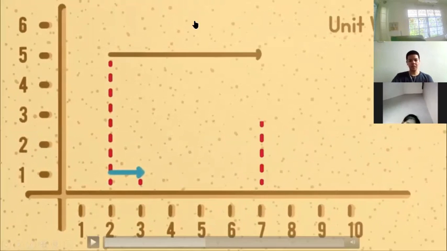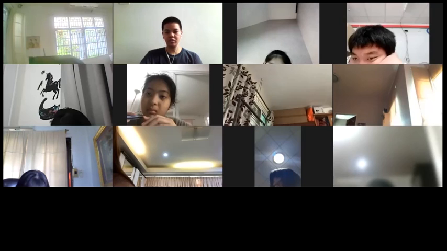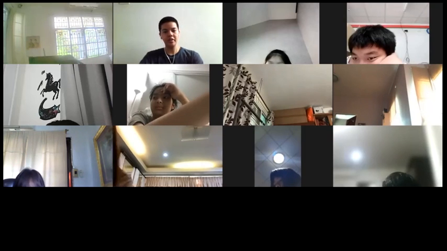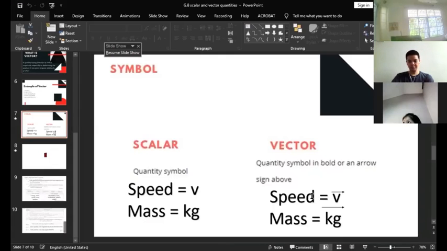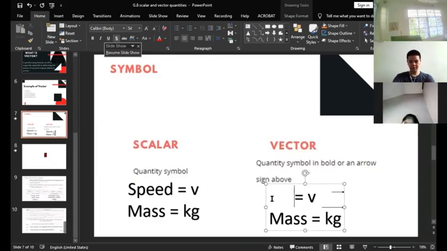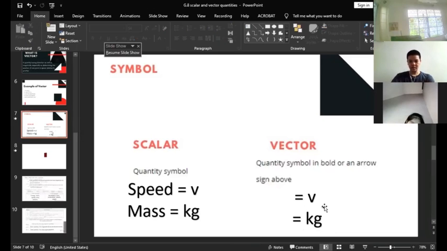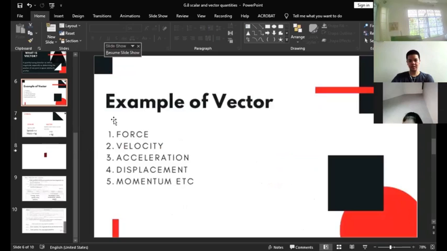Okay, so we don't need to talk about unit vector. We just need to talk about what is vectors. Okay, so guys, I have a correction here for my example in the symbol. Speed is not a vector, I'm sorry, and also mass is not a vector. So can you give me examples of vector that I showed you before? What are those?